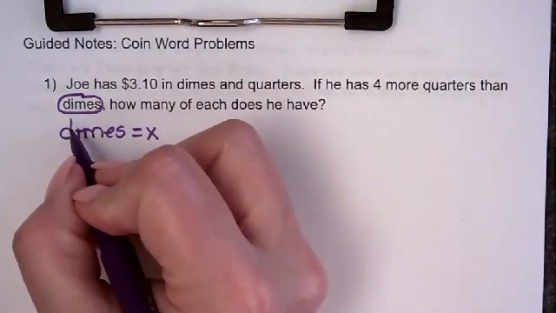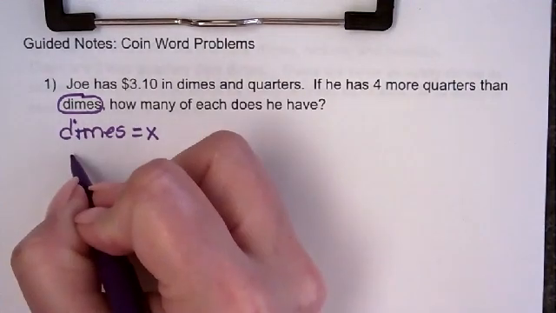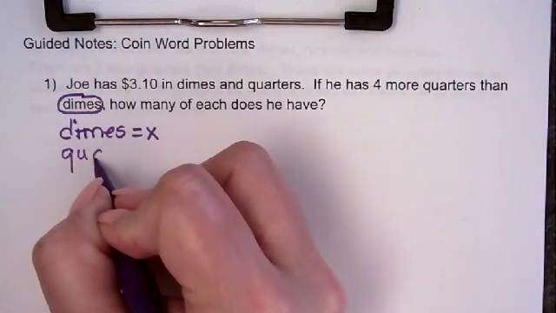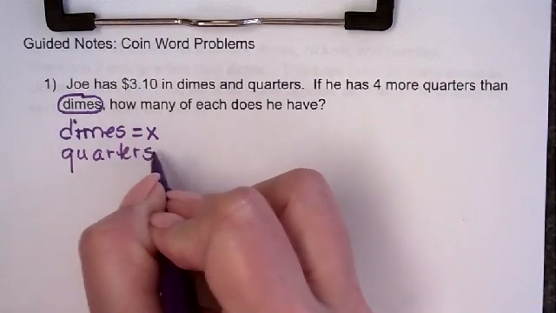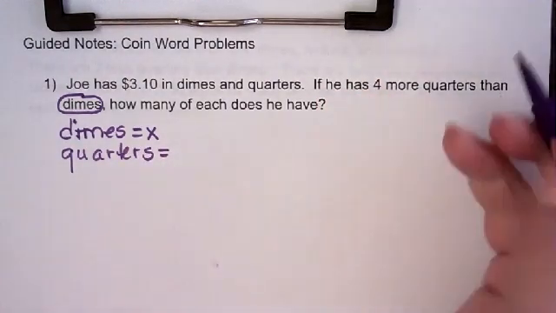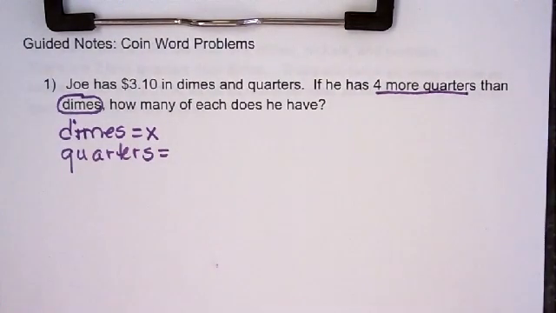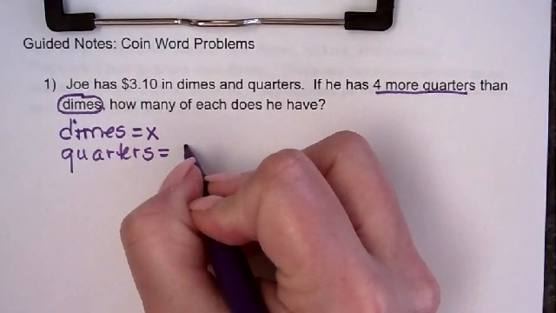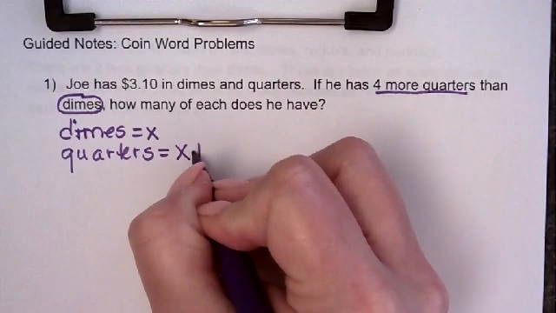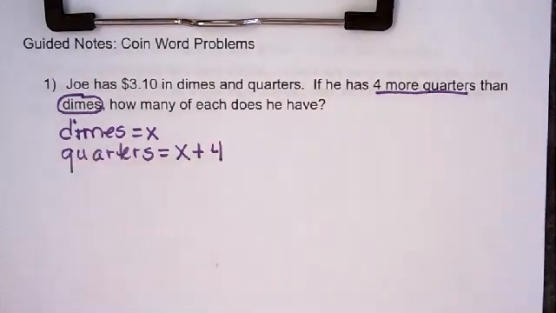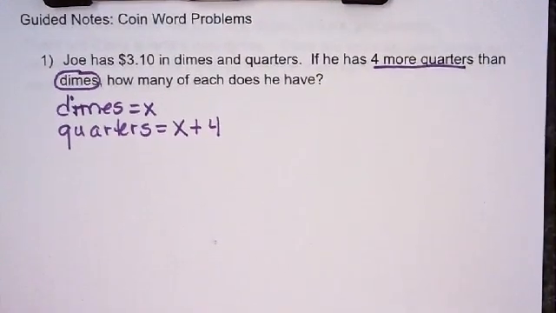Now, if we know that the dimes will be my x, we can now talk about how many quarters I'm going to have. So if I look right up here, it says I have 4 more quarters than dimes. 4 more means to add 4. So that means I'm going to have as many quarters as I do dimes plus 4 more. So x plus 4. Okay?